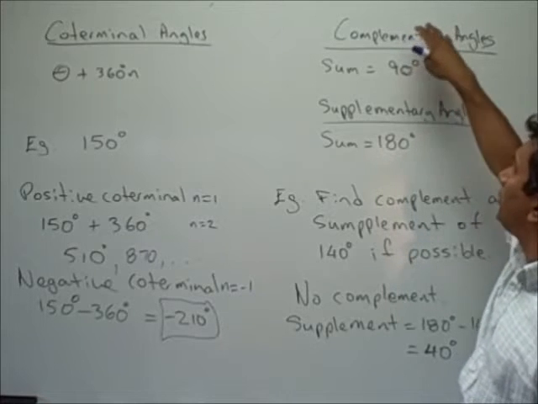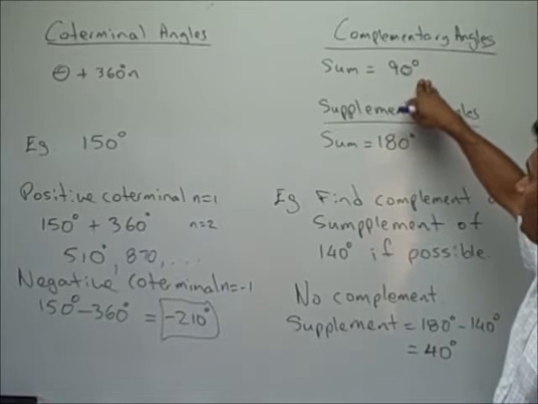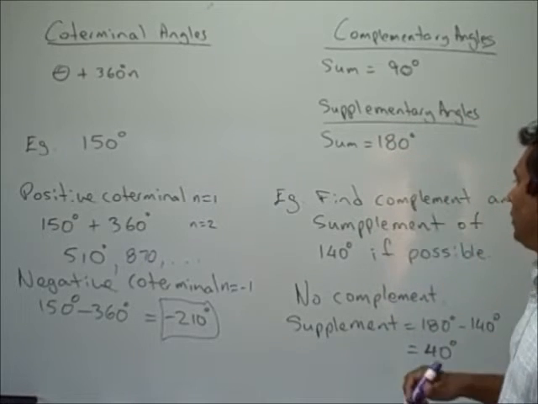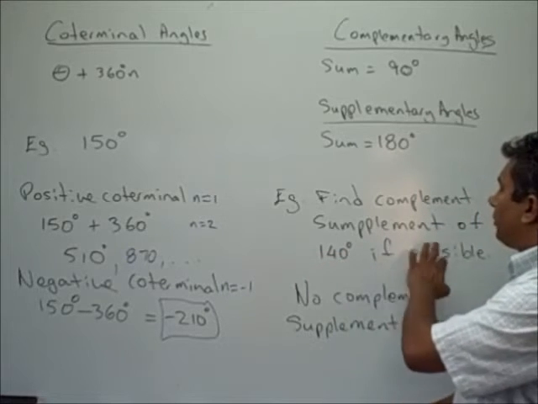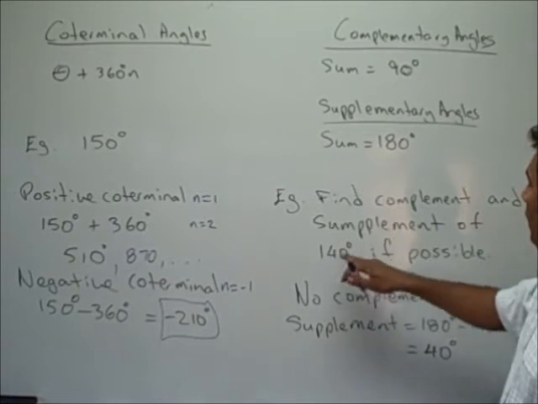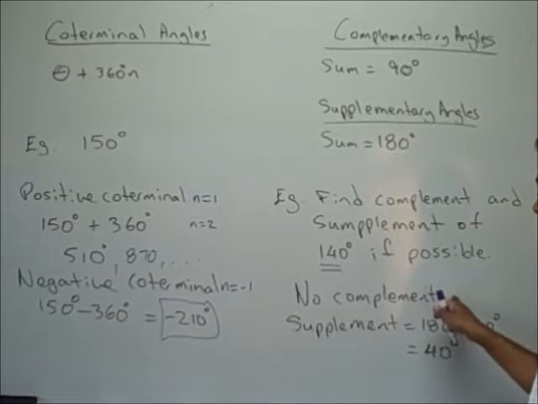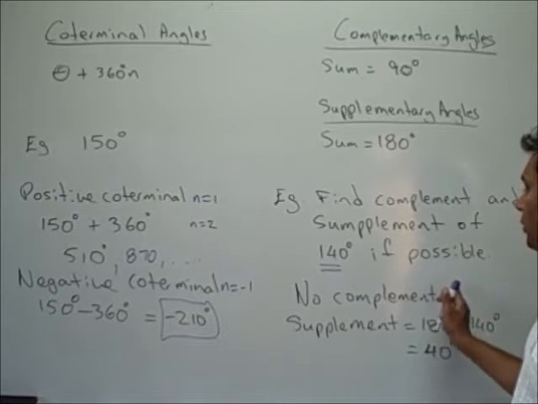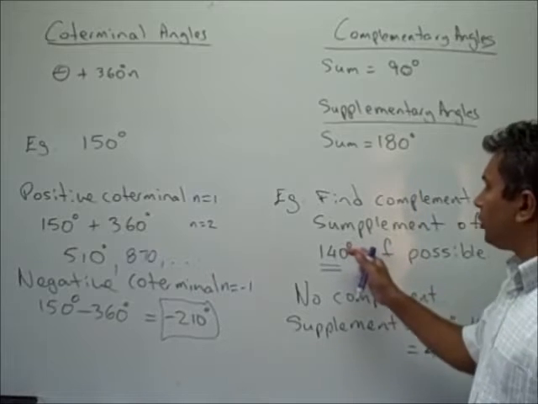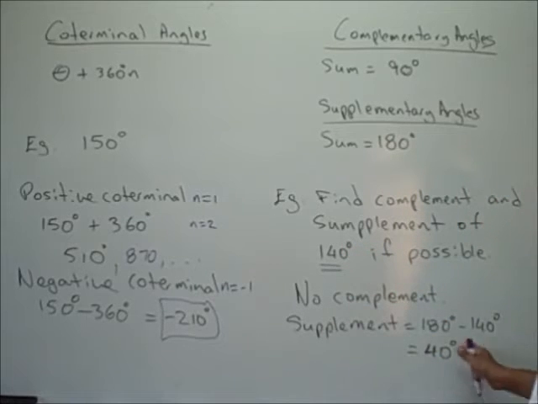Similarly, we have complementary and supplementary angles in degrees. In complementary angles, the sum is equal to 90 degrees, and in supplementary angles, the sum is equal to 180 degrees. So here we're trying to find a complement and supplement of 140 degrees if possible. This angle 140 has no complement, since it's in the second quadrant, it's greater than 90 degrees, so it cannot have a complement. The supplement would be 180 minus 140, since the supplements add up to 180. So if we have 140, our supplement would be 40 degrees.